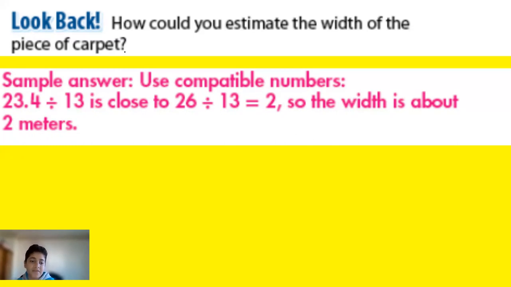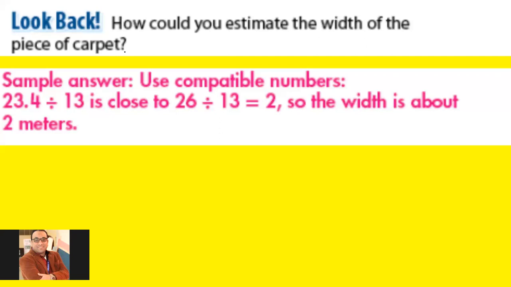23.4 divided by 13 is close to 26 divided by 13, so the width is about 2 meters. As you see, Adam, there is no relation between 23.4 and 13, because they are not in the same times table. But if we round or use estimation to make 23 like 26, divided by the same number 13, we can get it mentally without long division, without long steps. 26 divided by 13 equals 2, because 2 times 13 equals 26.